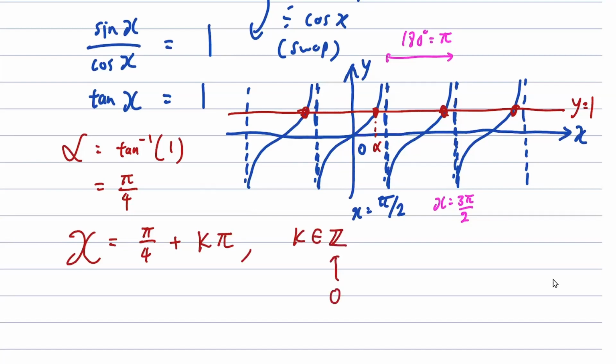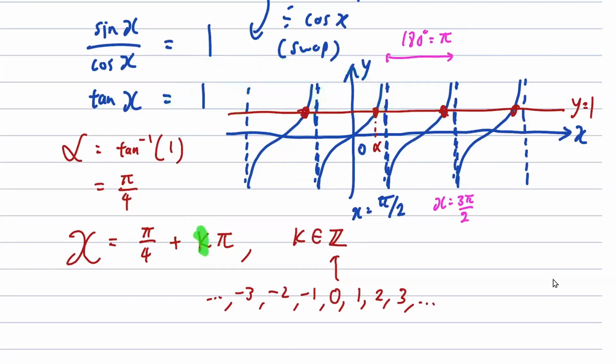Integer here can mean 0, 1, 2, 3. It can also mean -1, -2, -3. Do you know what this means if I add on k pi? It means if k is -3, I start off here, then I jump 3 steps to the left.